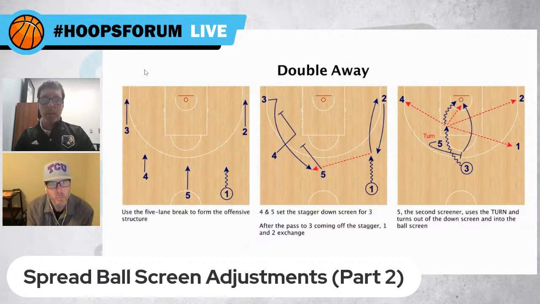And the 4 would turn around and receive another pin down from 5. And now their stretch 4 was coming to the top of the key. And if he caught the ball, then the 5 would turn around and do what you just showed there. So it would be a ball screen, and then he would come off the ball screen.